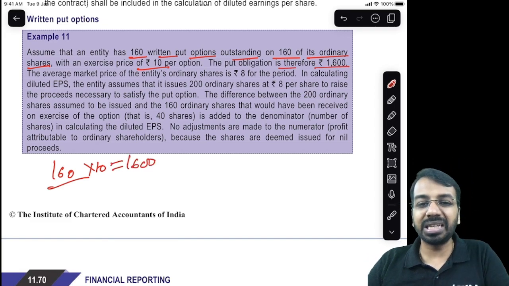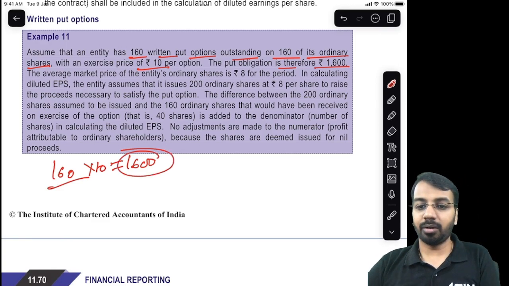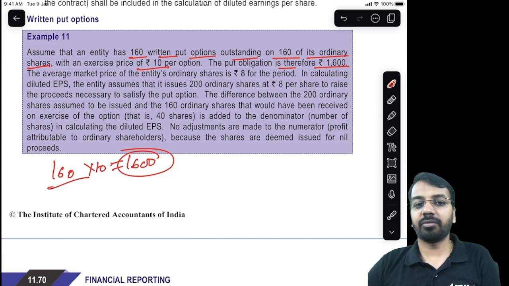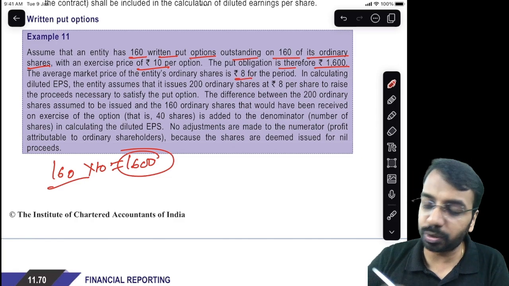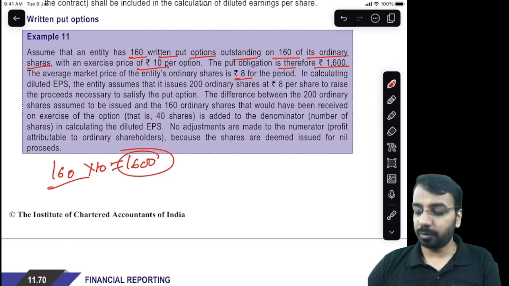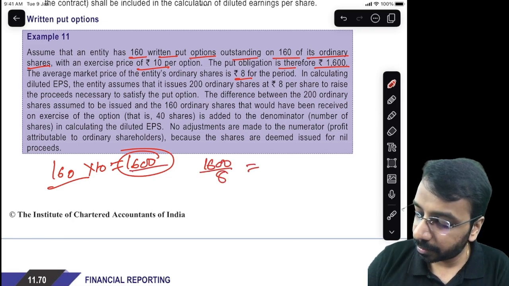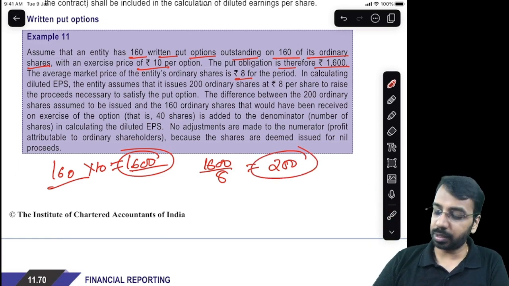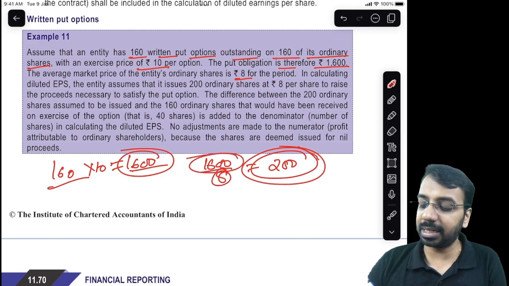I have to pay 1600. Now to pay 1600, what we will assume is that we will get this 1600 by issuing shares. Now at what price can I issue the shares? I can issue the shares at 8. So to collect 1600, I have to issue 200 shares. So the sequence works like this: 200 shares I will issue at 8, collect 1600.